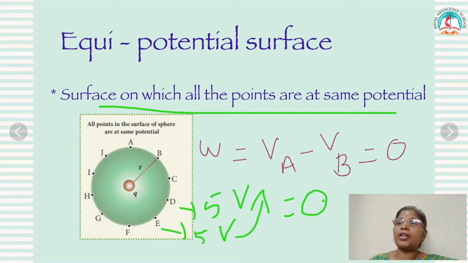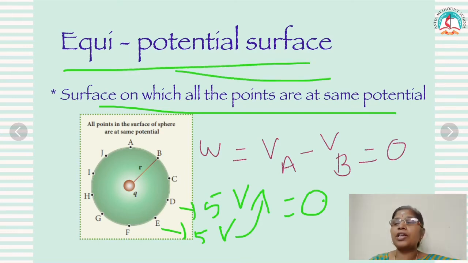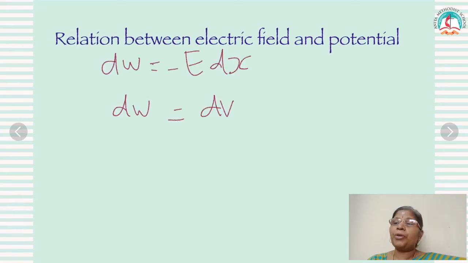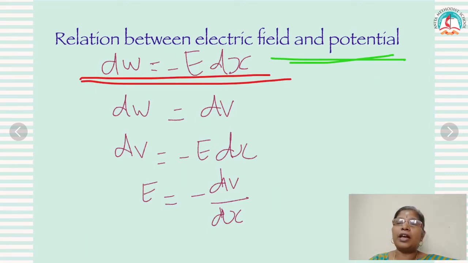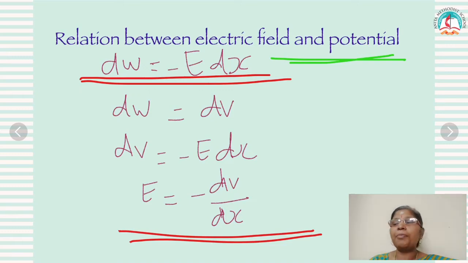So in the equipotential surface, the work done is equal to 0. What is the relationship between electric field and electric potential? The formula connecting work done and the field is W equal to minus E dx. From this, E equals minus dV divided by dx. E is the field, V is the electric potential.